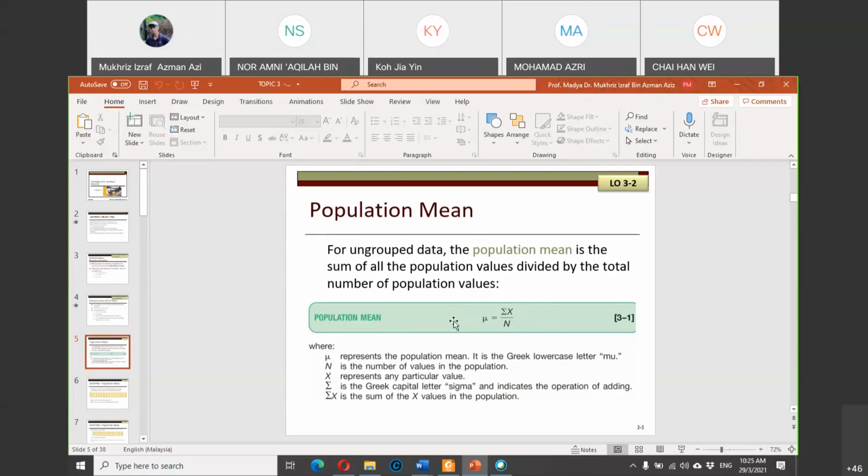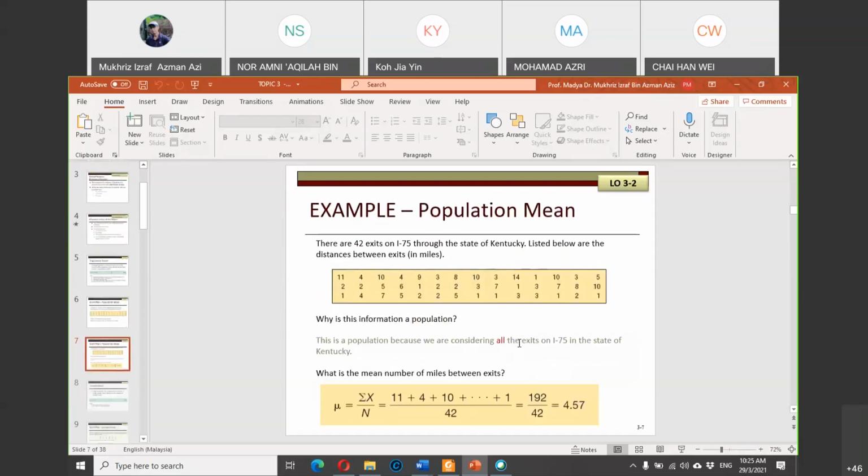So here for the population mean, the symbol is mu. This u we don't call it u, we call it mu. Summation, this symbol I think you should know by now, is the sum of, so x is the value of the observations, and N is the number of observations. So summation x over N. You notice that this N is capital N, because you are referring to the population value.